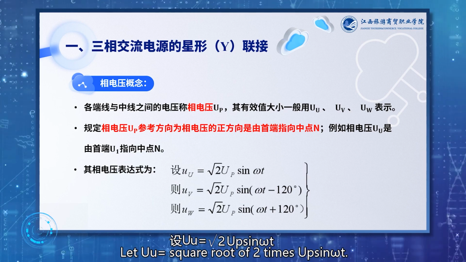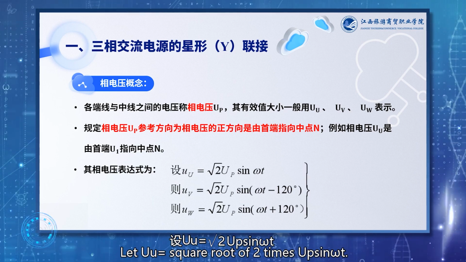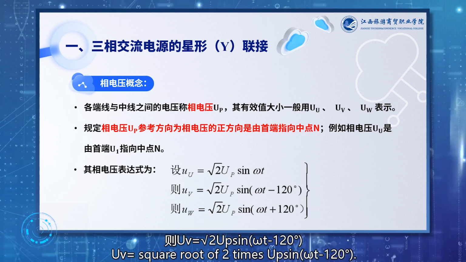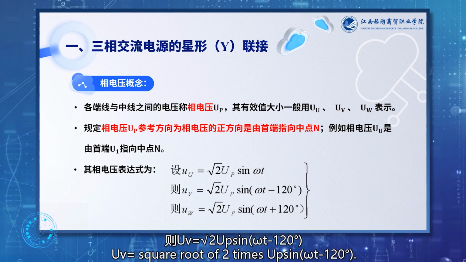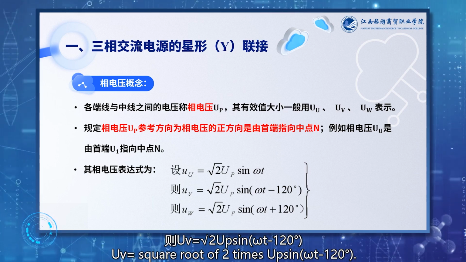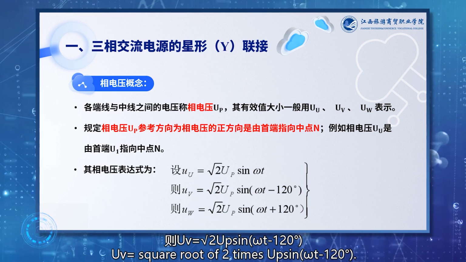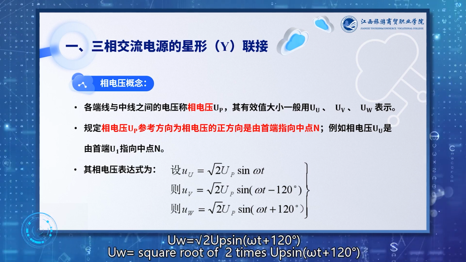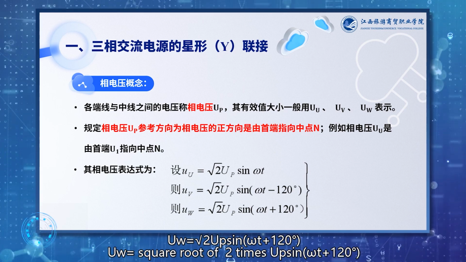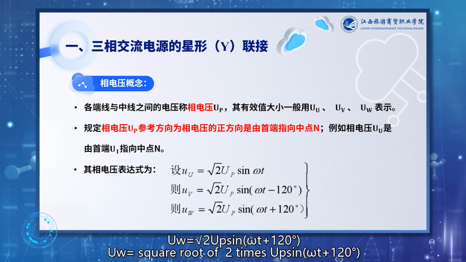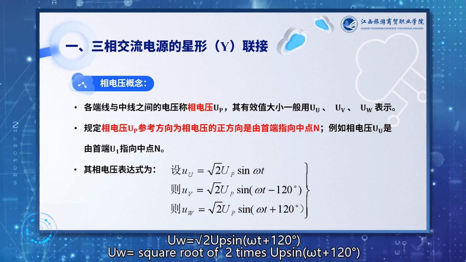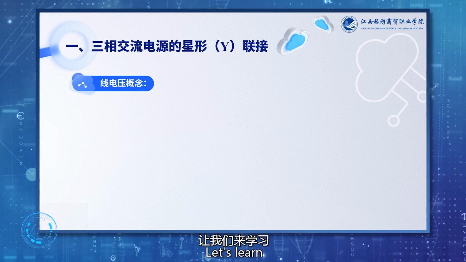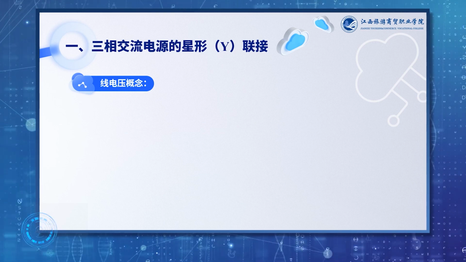Let UU equal the square root of 2 times UP sine omega t. UV equals the square root of 2 times UP sine of omega t minus 120 degrees. UW equals the square root of 2 times UP sine of omega t plus 120 degrees. Let's learn what line voltage is.